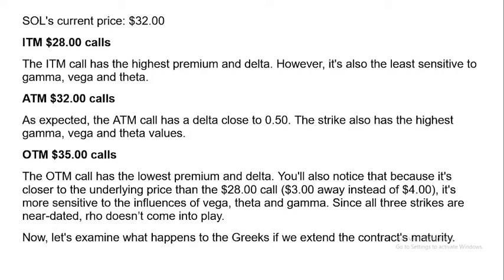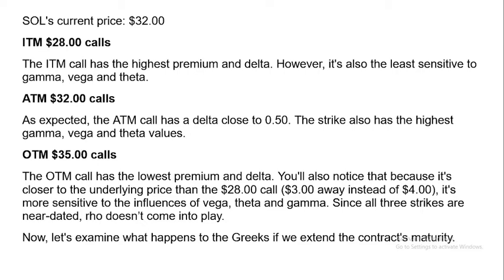Out of the money, 35.00 calls. The out of the money call has the lowest premium and delta. You also notice that because it's closer to the underlying price than the $28 calls, $3 away instead of $4, it is more sensitive to the influences of vega, theta, and gamma. Since all these strikes are near dated, rho doesn't come into play.